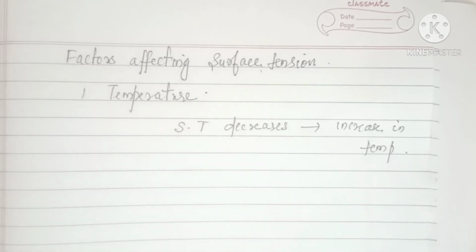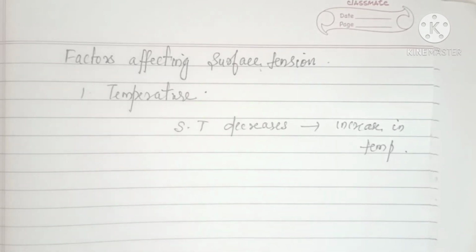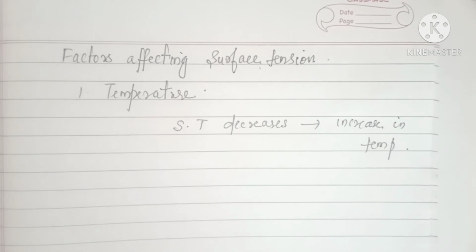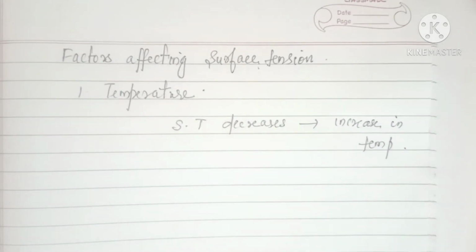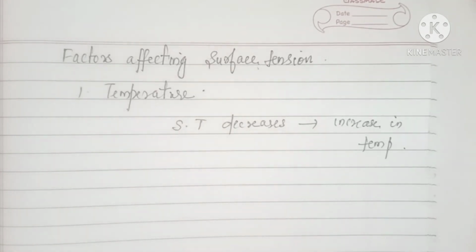Clear? I will give one example. When we taste hot soup, it tastes better than cold soup. Hot soup means the temperature is increased, so surface tension decreases. So surface tension decreases means what? It can spread. The hot soup can spread over a large area, isn't it?